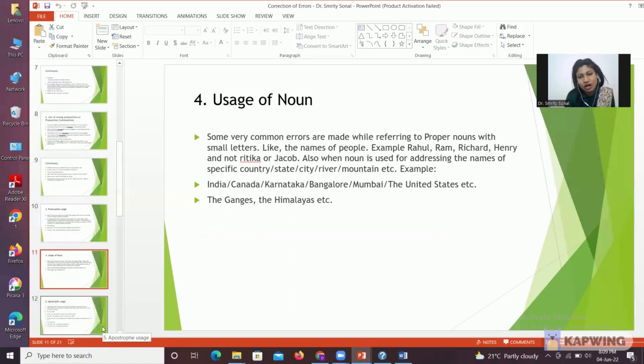Now, the usage of nouns. Sometimes we use the noun in a wrong manner. There are some nouns that are proper nouns and have to start with a capital letter, like some of the names, some of the country names, some of the city names, some of the specific mountains or rivers. And when we write them with a small letter, it becomes a mistake. So the usage of proper nouns with a capital letter has to be taken care of throughout when you write.